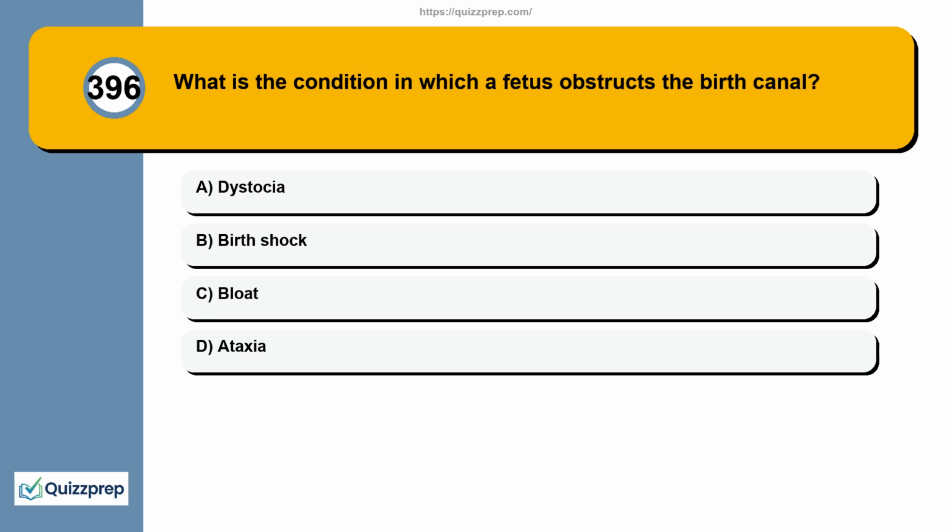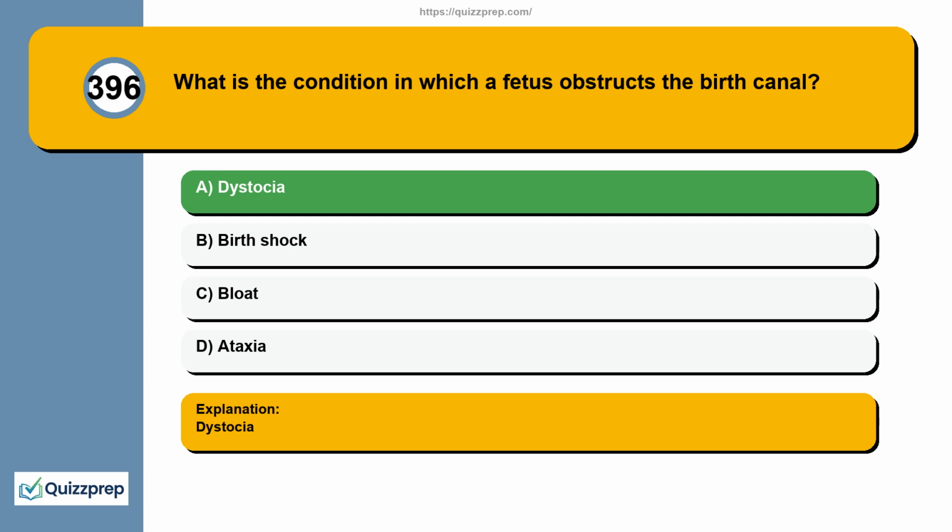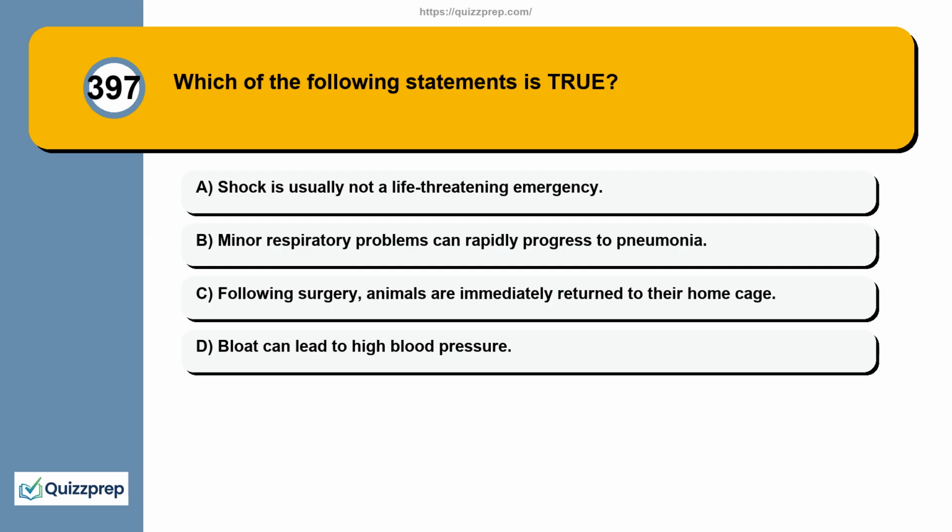Question 396. What is the condition in which a fetus obstructs the birth canal? Option A. Dystocia. Option B. Birth shock. Option C. Bloat. Option D. Ataxia. The correct answer is option A. Dystocia.